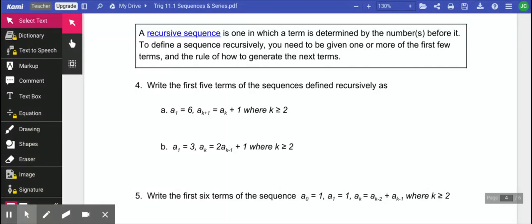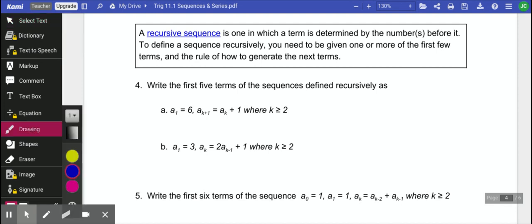Another way that we can define sequences is with something called a recursive sequence. A recursive sequence is one where the term, whatever term you're trying to find, is determined by the numbers before it. So in order to use a recursive sequence, you need to know at least the first term, sometimes more than that, and then a rule for how to get the next term.